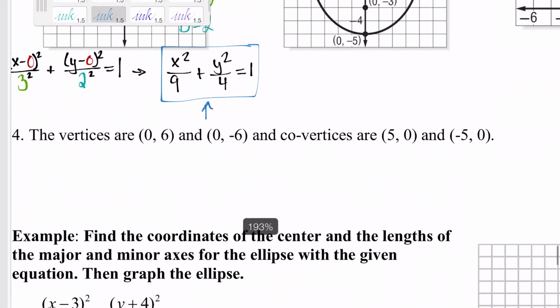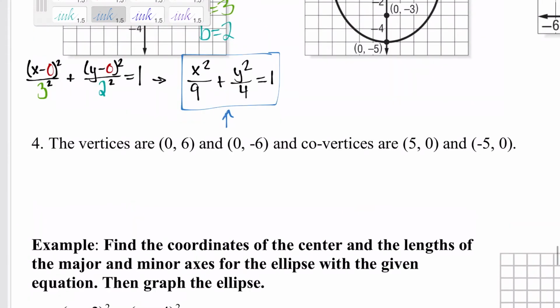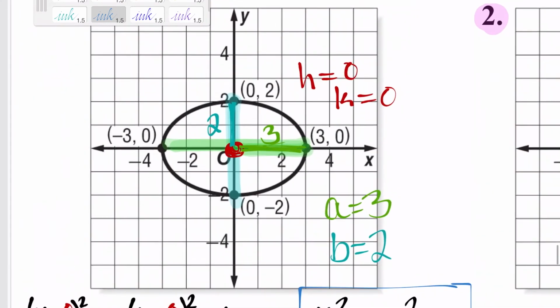Next bit that I'm going to go over, they've given me the vertices and the co-vertices of my ellipse. So when they talk about the vertices and co-vertices, the vertices are going to be those endpoints that are along the major axes. So the farthest that we've gone from the center, and our co-vertices are going to be the points on the ellipse that have the shortest distance that still goes through that center.